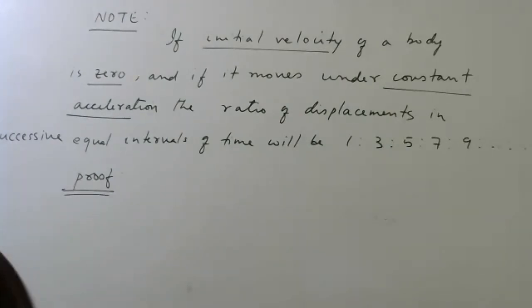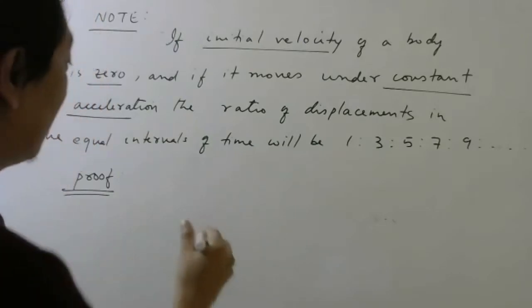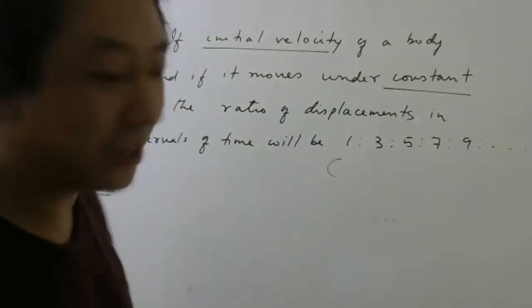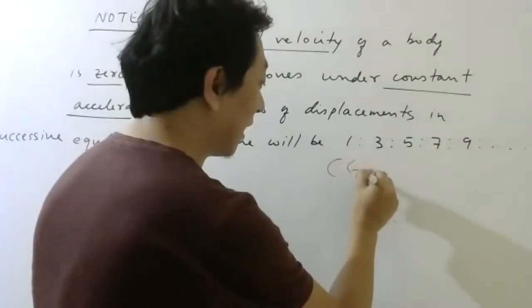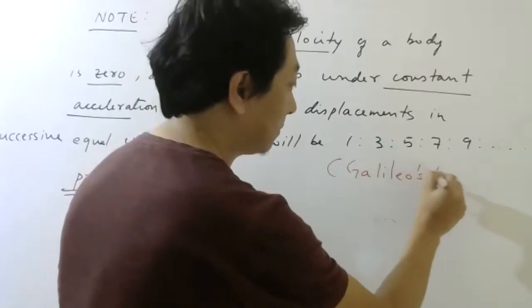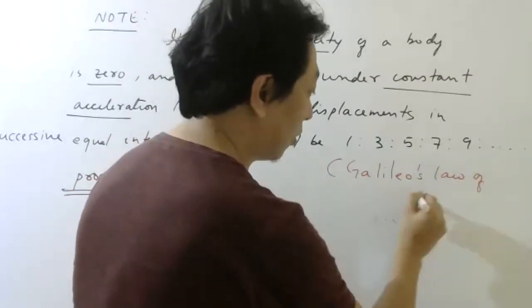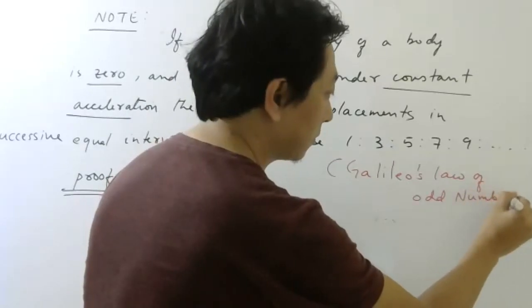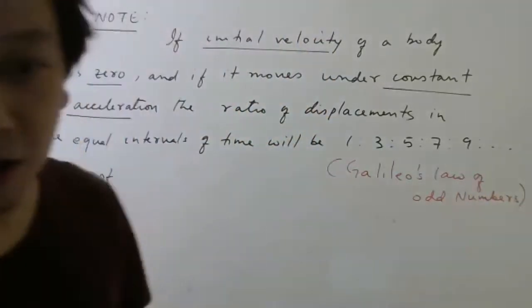This is actually a law. I don't know how many of you know, in class 9 they tell you, this is called Galileo's law of odd numbers.